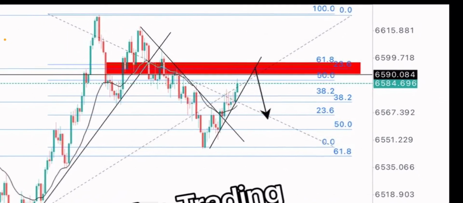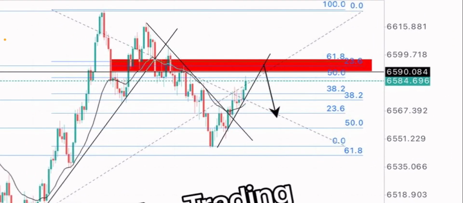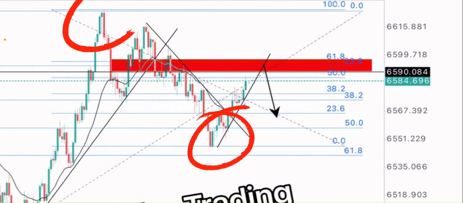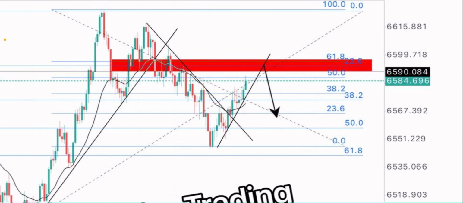I plotted my Fibonacci from this high to this low. So when I plotted it, you can see the level 61.8 at this point. So I was like, when price comes to this zone, and also we have our confirmation from the 61.8, we should be looking for a sell. We can't just enter when price gets to a zone. We need to look for some other confirmation.